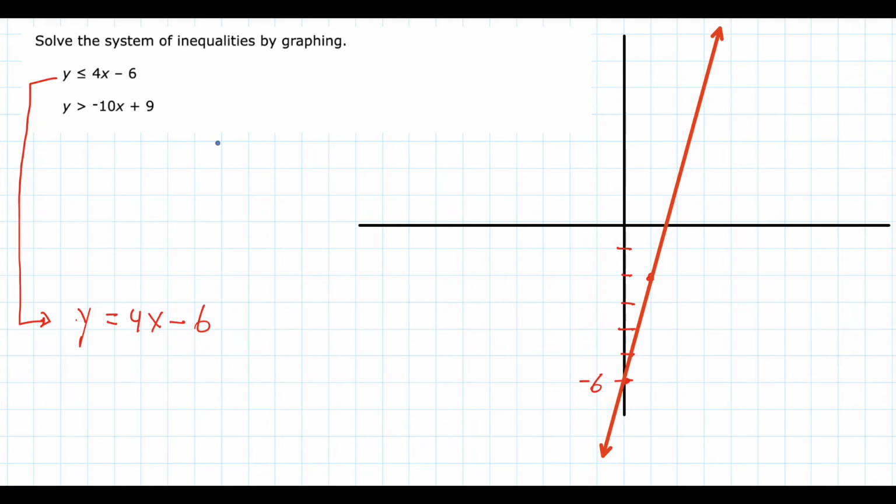And you see how this is less than? That means it's going to shade underneath. You're going to shade downward. So all this.